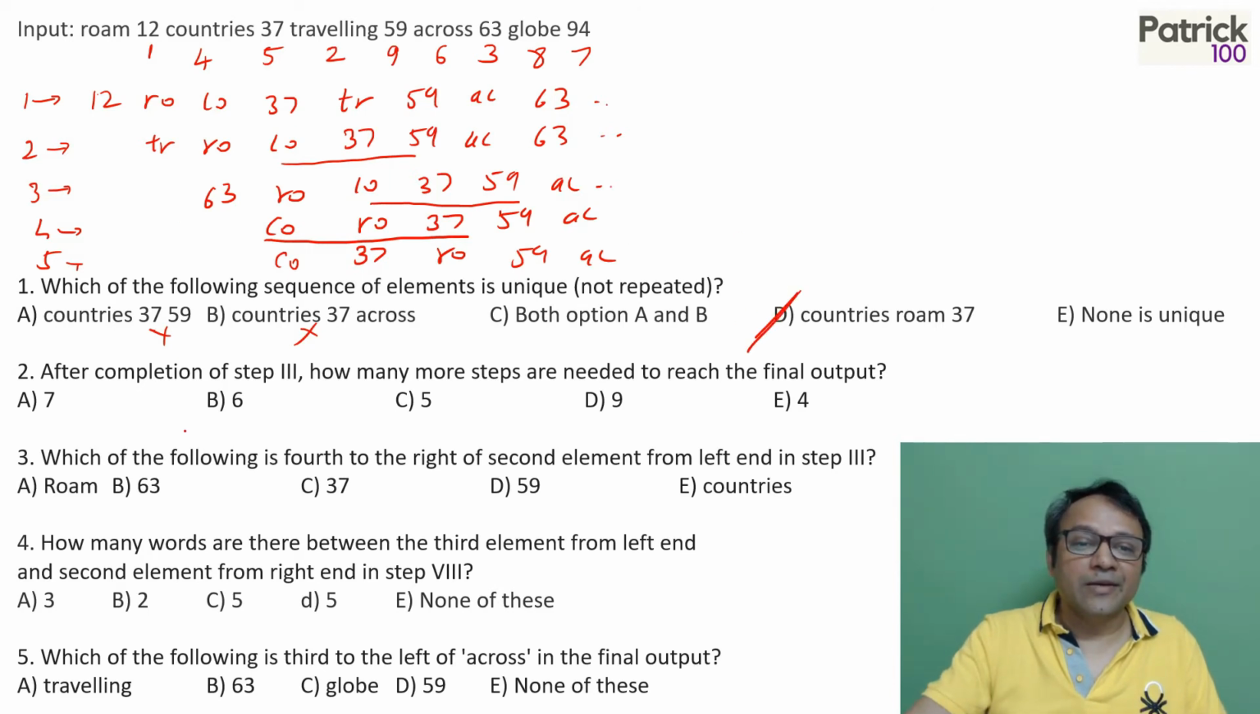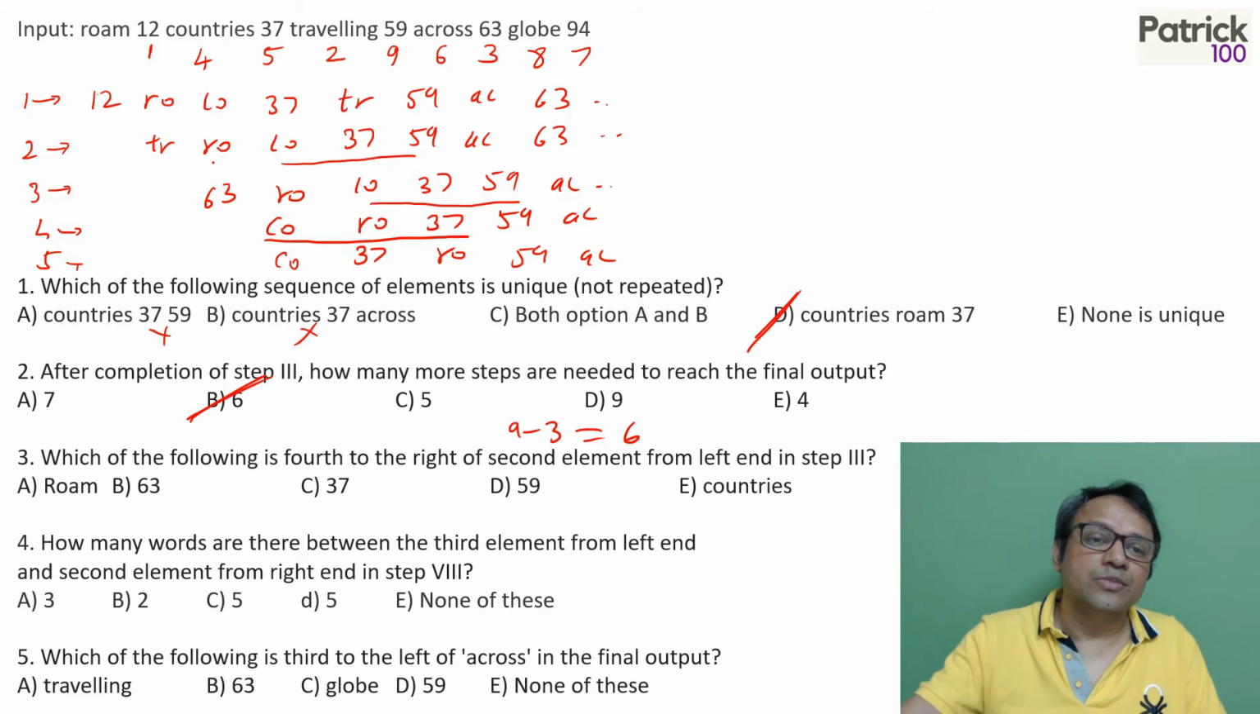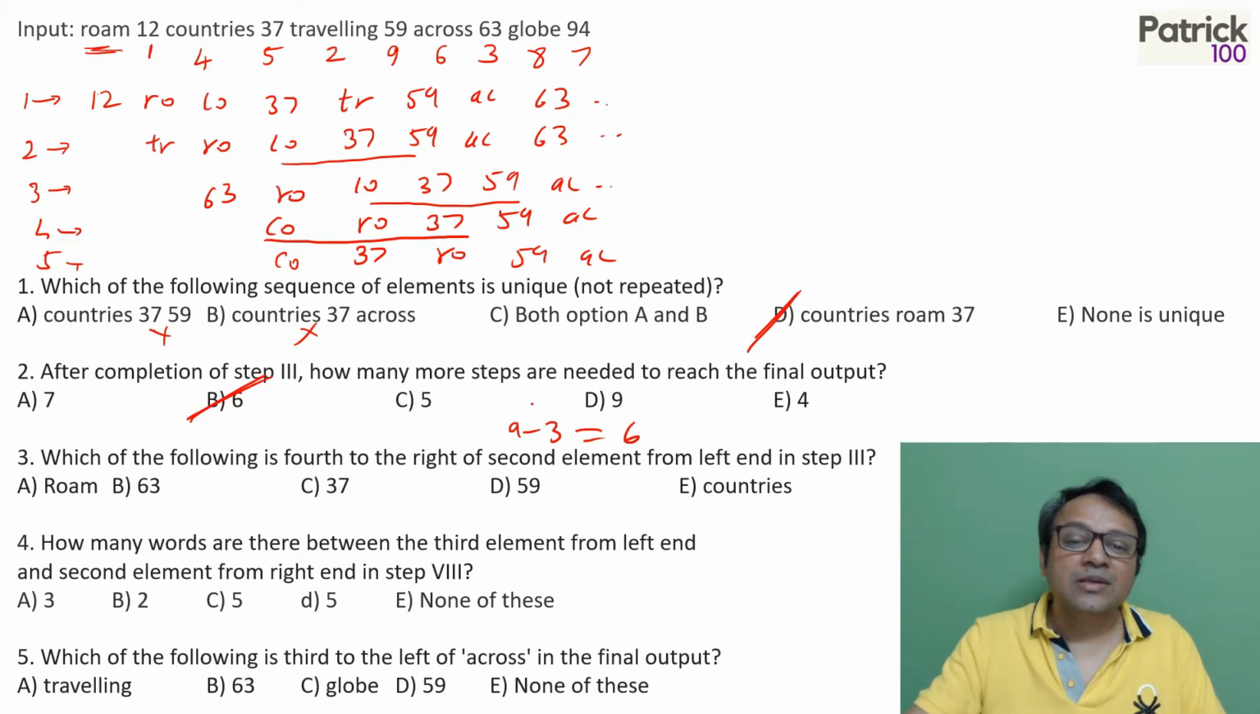After completion of step 3, how many steps are needed in the final output? If you look at out here, there are 9 steps in the output. After 3 steps, 9 minus 3, 6 steps are required in the output. B option. Because Rome is on the left hand side, everything has to go before Rome. 9 elements after Rome, all these 9 elements have to be arranged, because Rome will come in the end. So 9 steps, minus 3 already over, so 6.